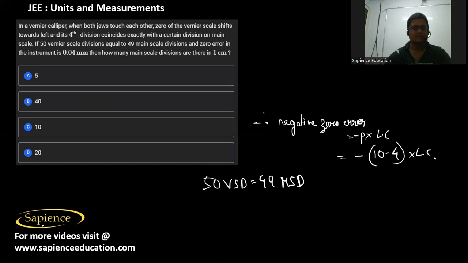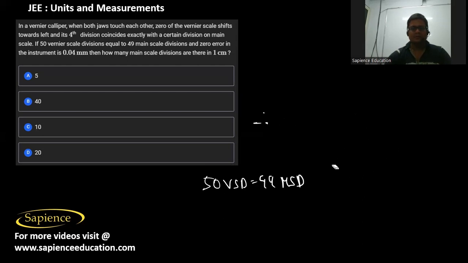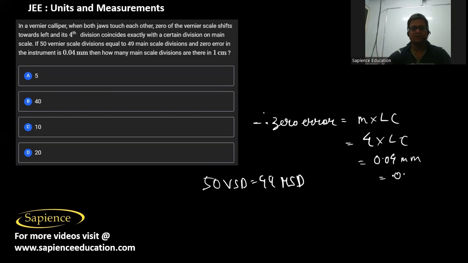So here this should be positive zero error in this case. As we know, the zero error will be equal to m into the least count, where m is the division where it will coincide, that is 4 into the least count. So that is given as 0.04 millimeter. Therefore the least count is 0.01 millimeter.